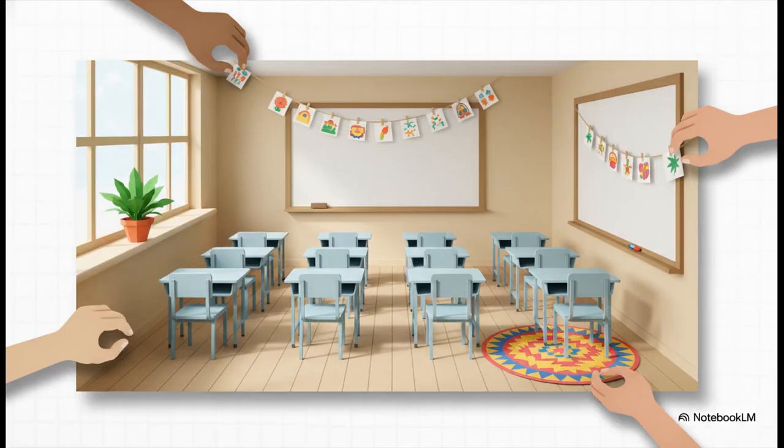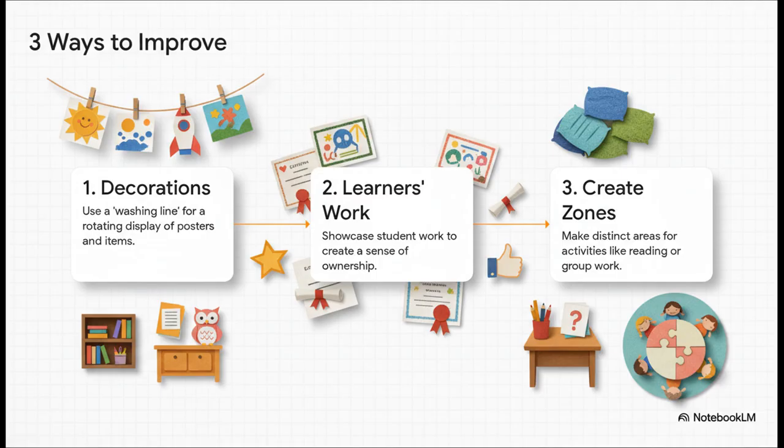Okay, so once you've got those foundational things sorted, now we can start adding layers of character and personality that really line up with your vision. This is where the room starts to come alive. So here are 3 fantastic, totally doable strategies. First, decorate with intention. The source suggests something as simple as a washing line strung across the room to easily hang and rotate new, interesting items.